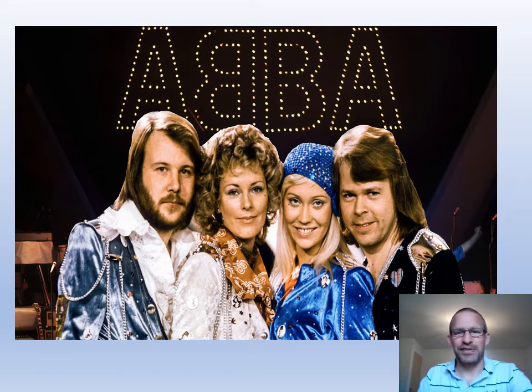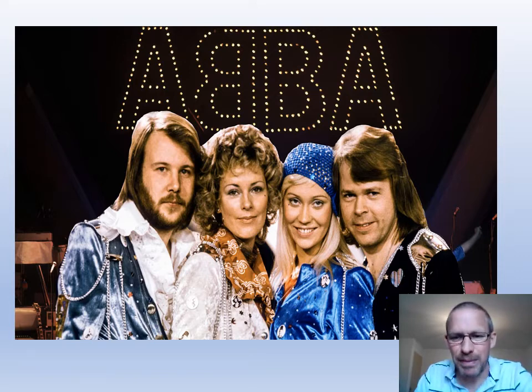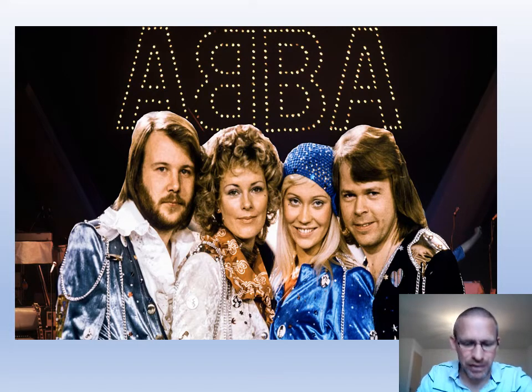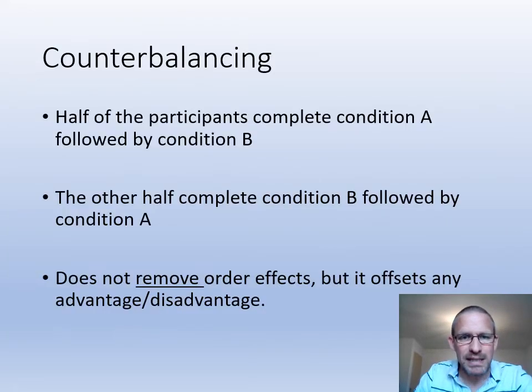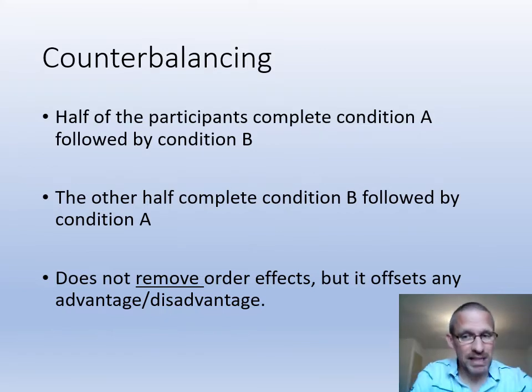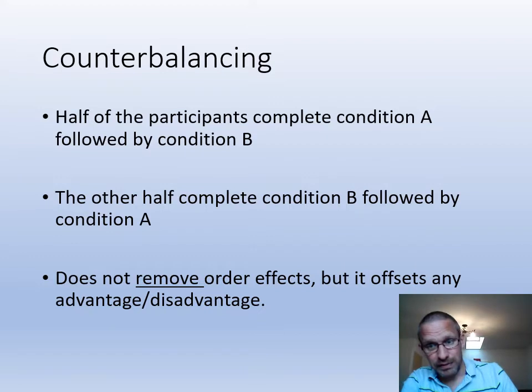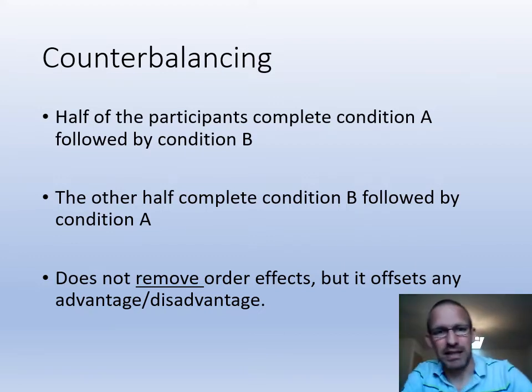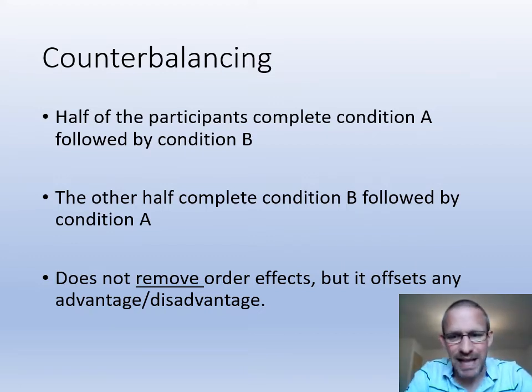Okay, so why is ABBA useful when we're talking about repeated measures and the risk of order effects and how to overcome them? Well, basically, it's called counterbalancing. So get this sequence in your head. Repeated measures, problem of order effects, overcome with counterbalancing. And what this means, this is where the ABBA comes into it.